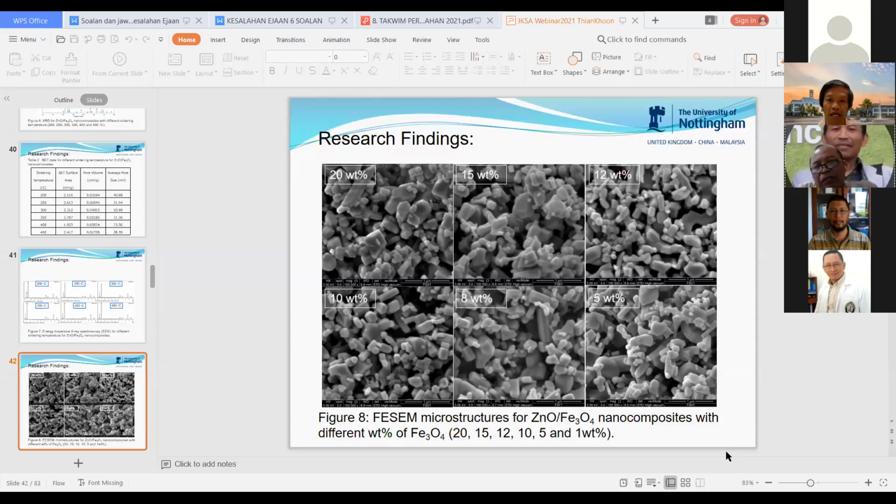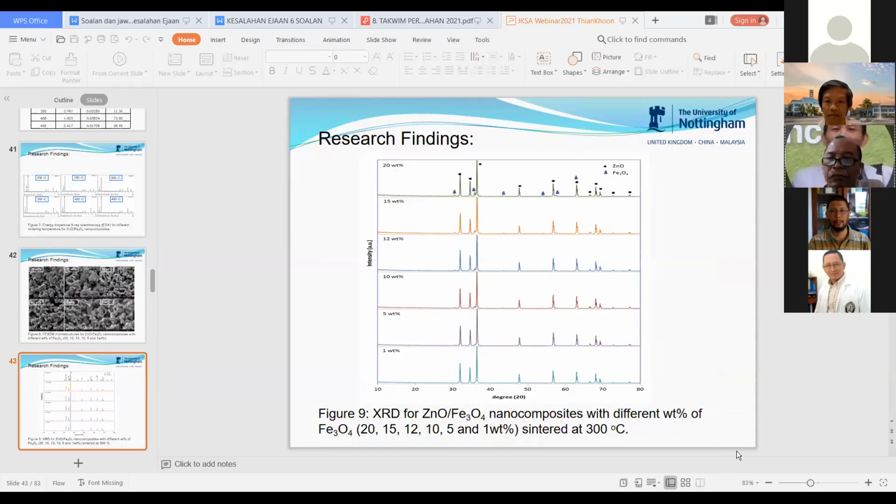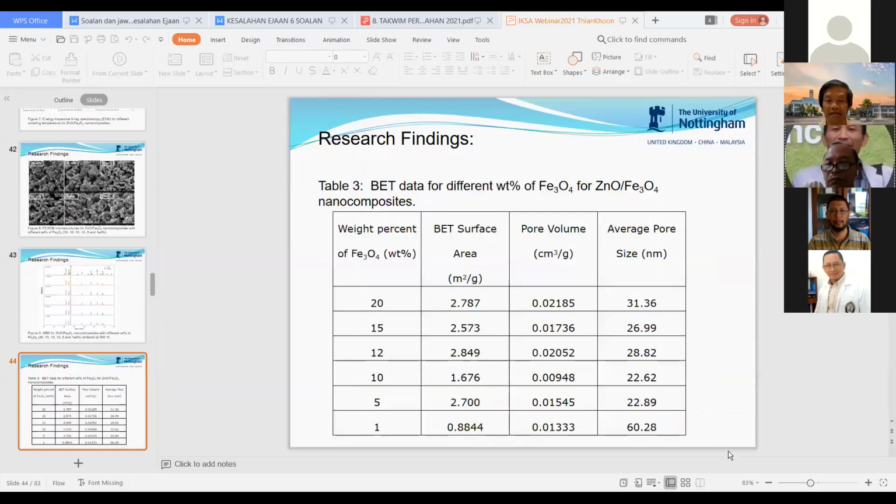From here, you can already see the spherical shape is there. The same goes for the XRD. It is very obvious that when the doping is high, we can see the existence of the iron lattice, but when the doping is lower and lower, we can't really see it clearly. The same for the BET surface area: it is not much, not significant to us.